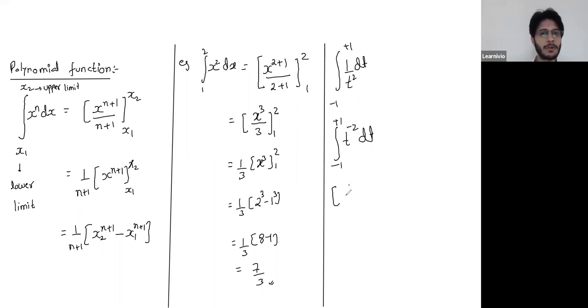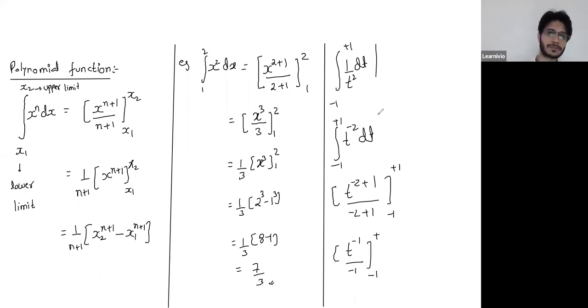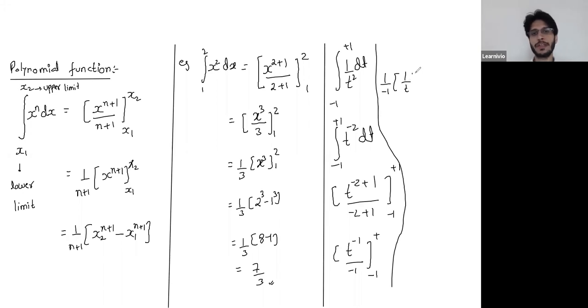See, this is t to the power -2. So this is -2 plus 1 divided by -2 plus 1. And the limit is from -1 to plus 1. So this is simply t to the power -1 by -1. So you can write this as 1 by -1 times t to the power -1. You can write this t to the power -1 as 1 by t, and the limit is -1 to plus 1.